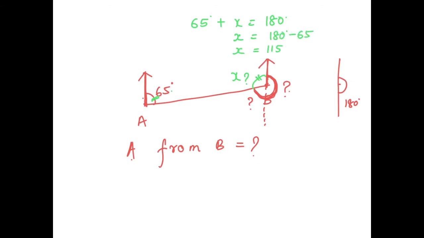So x will be 115. So if this is 115, and the whole angle is 360, if you exclude 115, you will get 360 minus 115. That will be 245. So our bearing of A from B will be 245. But it's already in three figures, so no need to put 0.